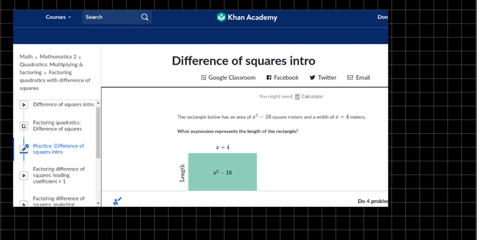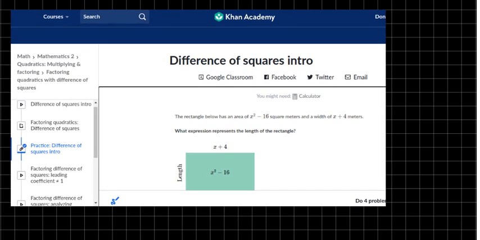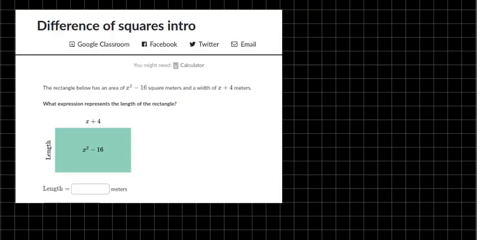Okay, so we're going to be working on the difference of squares intro. That's in Mathematics 2, in multiplying and factoring quadratics with difference of squares. Okay, so let's go ahead and get started.